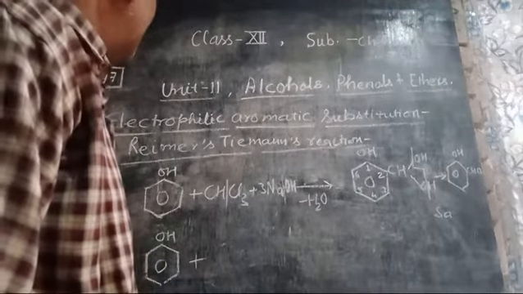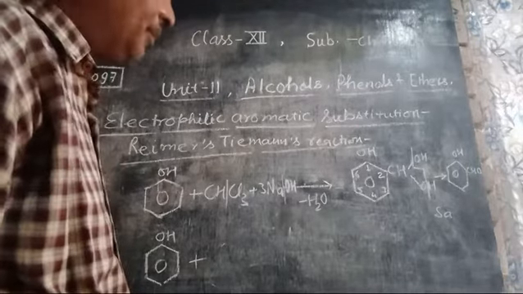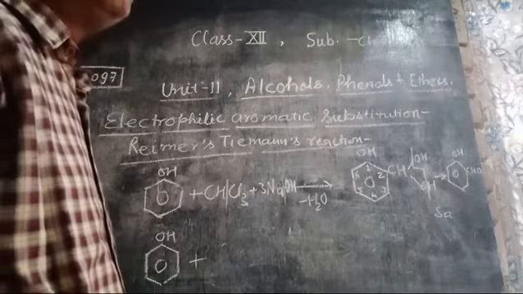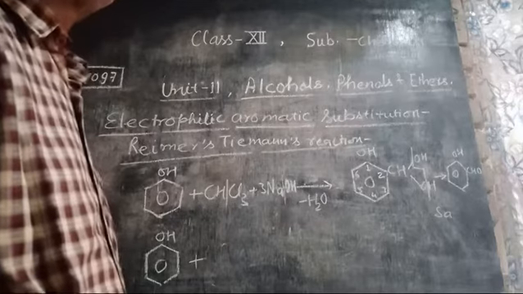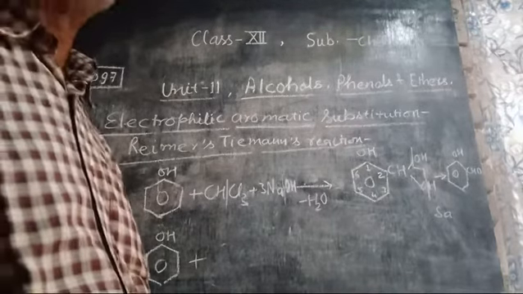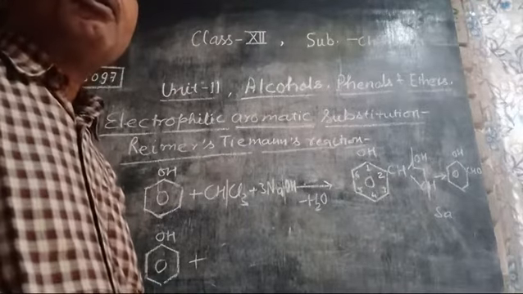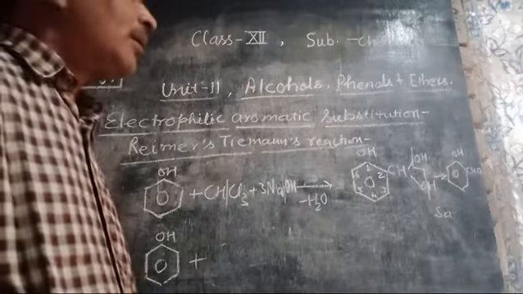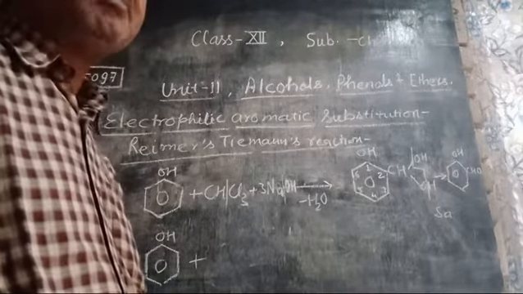Now we are talking about electrophilic aromatic substitution reaction of phenol. We have already told you in my previous class about nitration and halogenation, in which I have already explained that in nitration, if dilute HNO3 is used, then ortho and para nitrophenol is obtained, while on using concentrated HNO3, 2,4,6 trinitrophenol is obtained, which is called as picric acid.